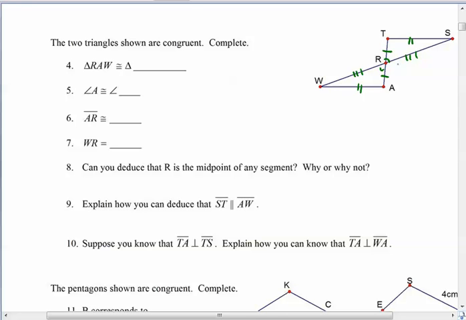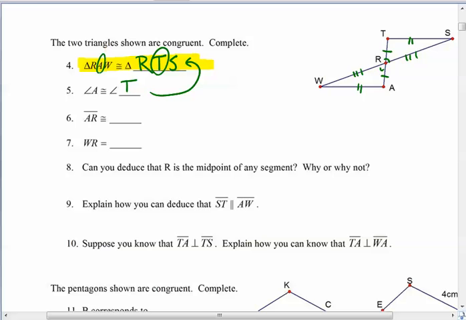So if, let's see, RAW, well, they share angle R, so R will come first, and then we move along the short side, so that would take us to angle T and then angle S. It's easy to answer number 5 if you look back up at this statement here. Angle A is second, and it matches up to angle T. Segment AR, again, look at this congruence statement to help you.